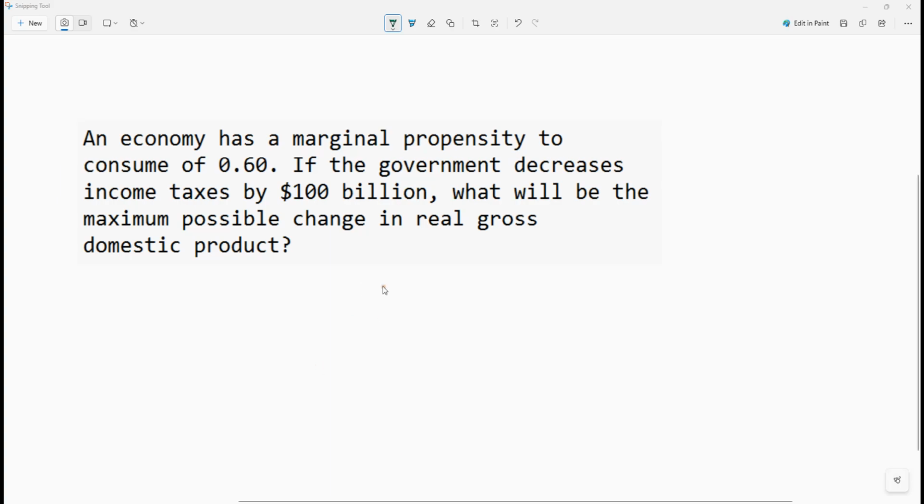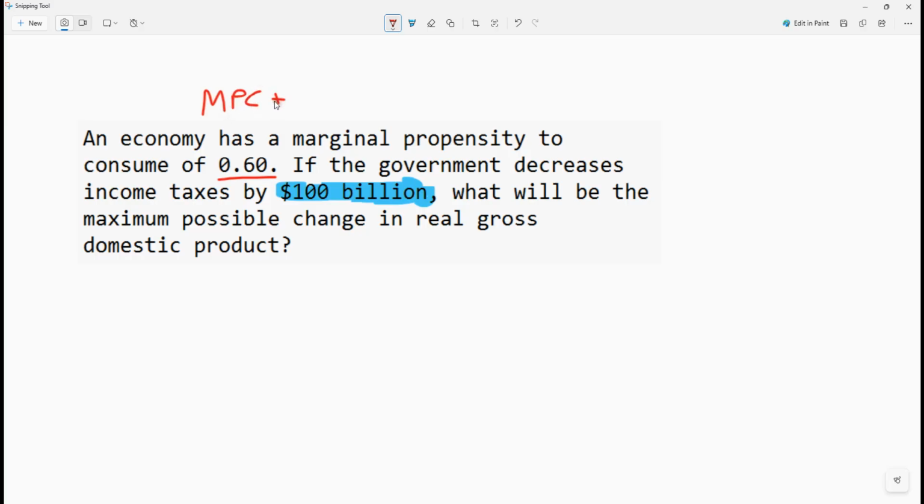In this video, we're going to use the tax multiplier to figure out what the biggest possible change would be to a tax cut of $100 billion. Very common question in thinking about the Keynesian model of macroeconomics. So MPC, which is the marginal propensity to consume, is 0.6.